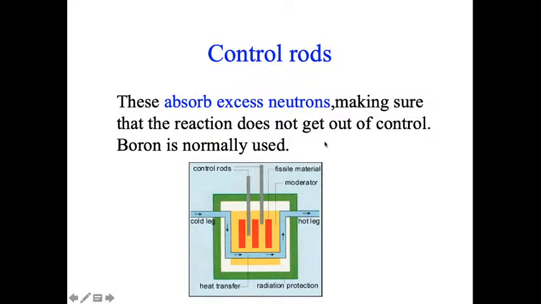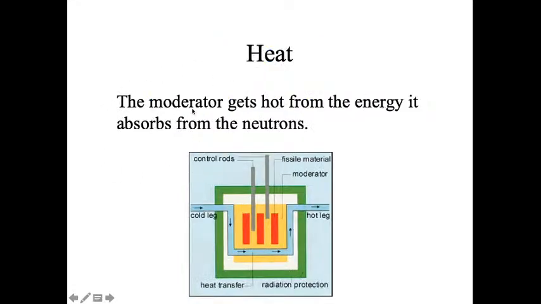An error in the design and the execution of these control rods, these boron rods. And I won't give you any more spoilers because I really think you would all enjoy it and learn a lot from it. So moderators get hot from the energy. Oh, it's so hard to not give more spoilers for Chernobyl.